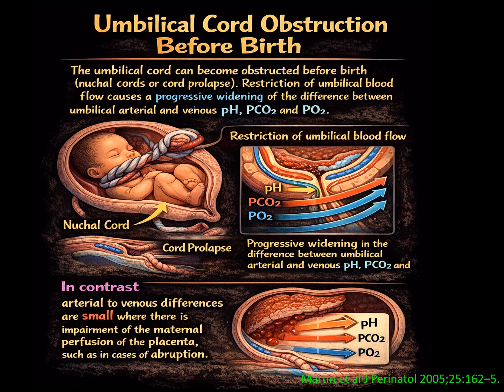In contrast, arterial to venous differences are small where there is impairment of the maternal perfusion of the placenta, such as in cases of placental abruption. So in placental abruption, both artery and vein will be affected, depriving the fetus of oxygenation, and you can see a small difference between the artery and the vein.